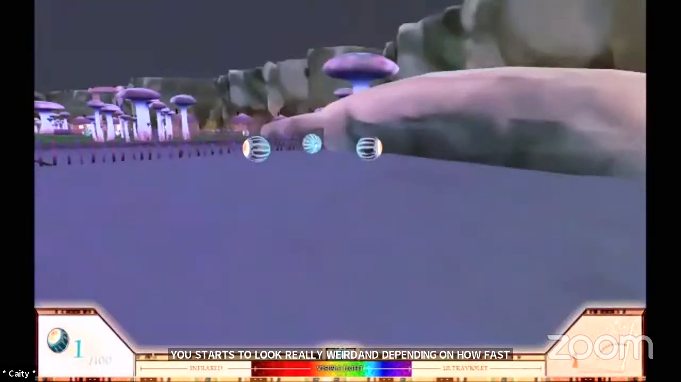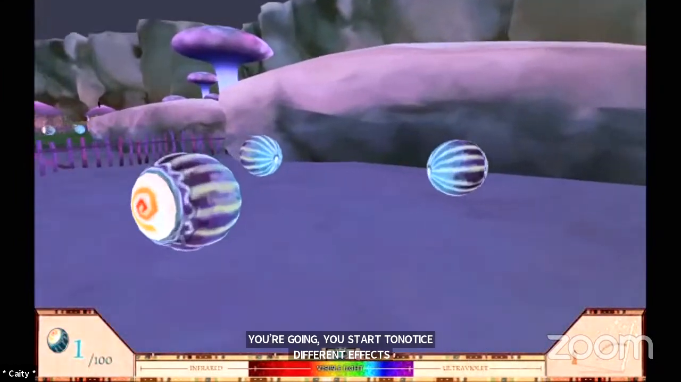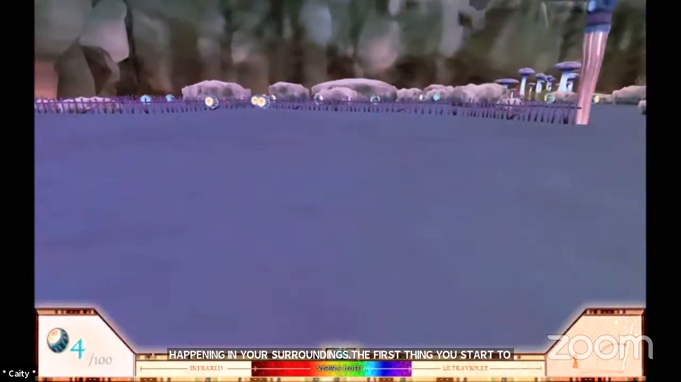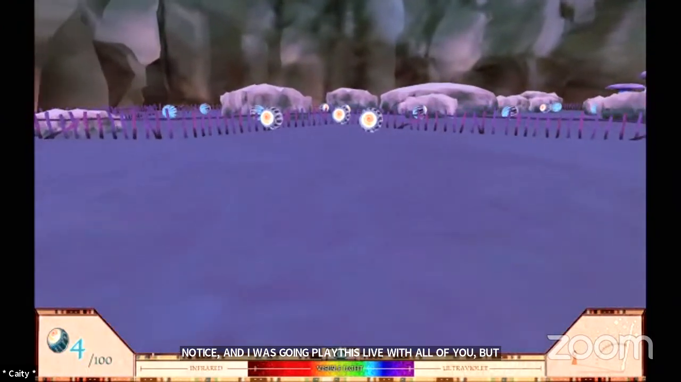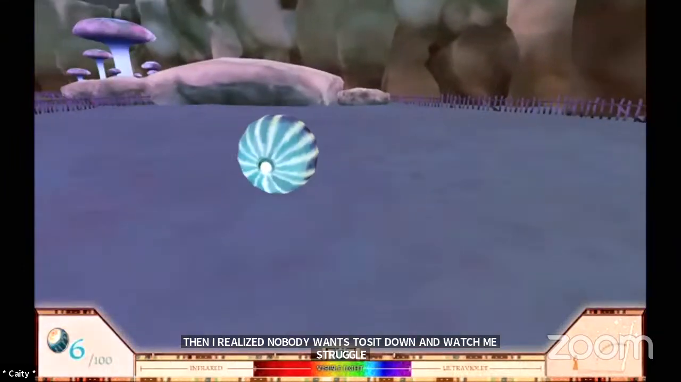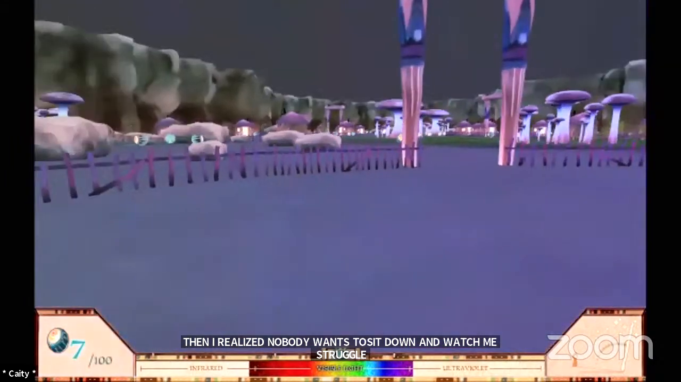So the first thing that you start to notice, and I was going to play this live with all of you, but then I realized that nobody wants to sit down and watch me struggle to collect all of these orbs together. So I can actually scrub through parts of this video. Each of these orbs is slowing down the speed of light.